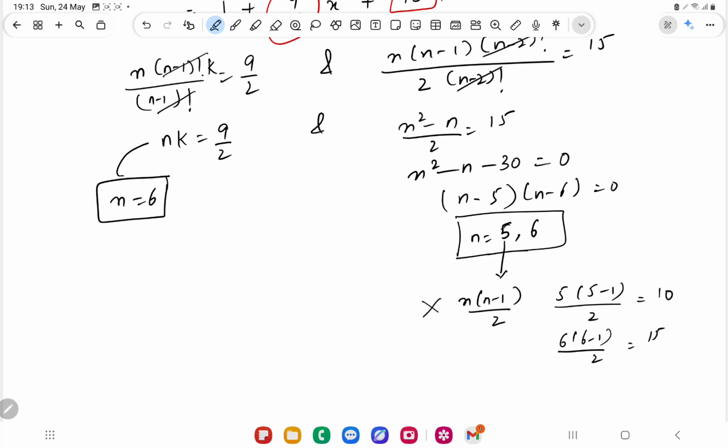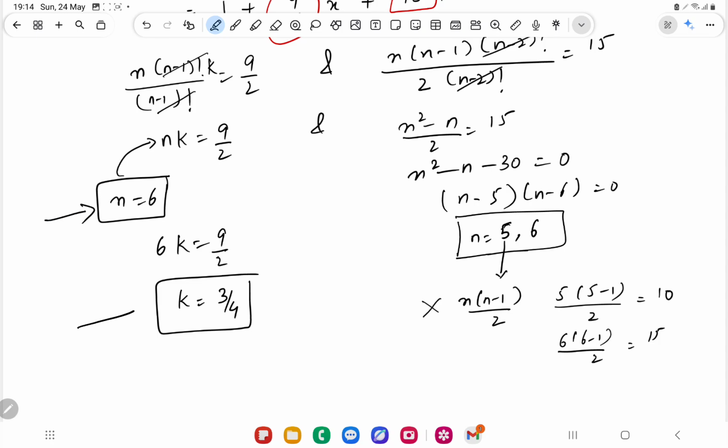And if I substitute this n value here, I will get 6k equals 9 by 2. So my k is coming as 3 by 4. So my answer will be n equals 6 and k equals 3 by 4. And that's all about solving some past year paper questions.